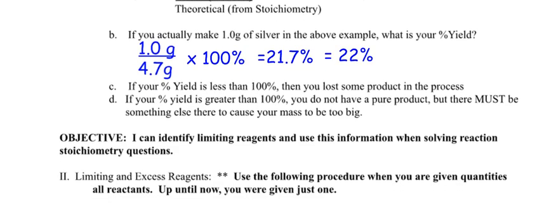So, limiting and excess. Use the following procedure when you're given quantities of all reactants. What's different from last week's work is that you were given one reactant's quantity and not the other. So what do you do if you're given quantities of both reactants? If you need to make some kind of note, star that, circle that, that will be the difference. That's when you know you're going to have to use limiting reactants.